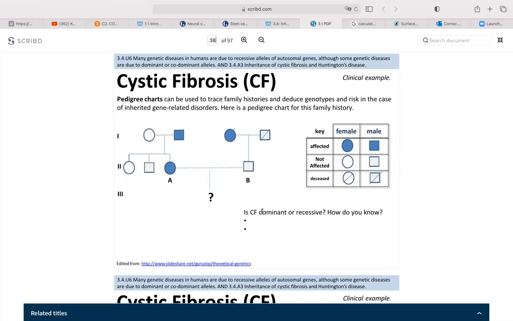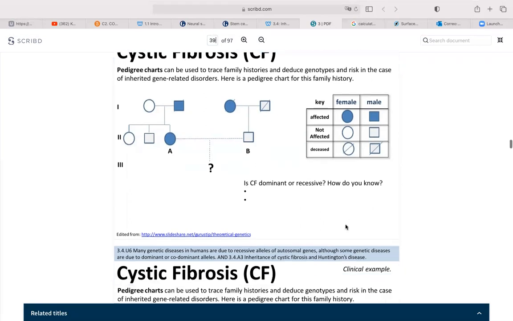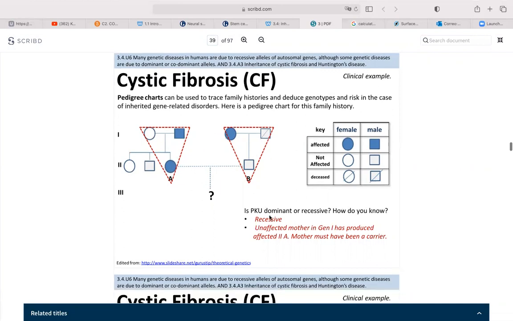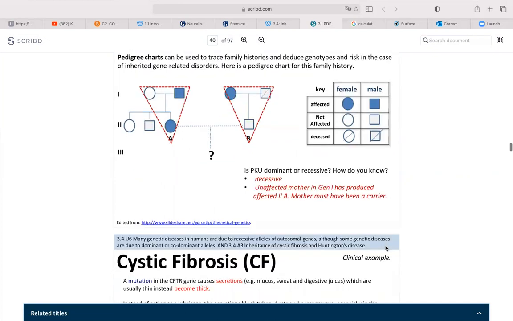So remember, is cystic fibrosis dominant or recessive? How do you know? In this case, yes, on some occasions some of the offspring are going to acquire the disease. In other cases, they don't, okay? So it is a recessive disease. An affected child in generation 2 has been produced by parents in generation 1, so the mother must have been a carrier. Carrier means that the mother has the allele that is going to produce cystic fibrosis, but she's not going to have the disease, okay? Because it's a recessive allele. It's hidden, remember that.